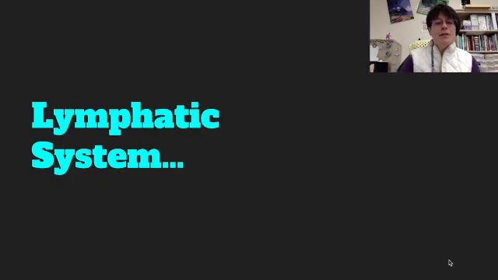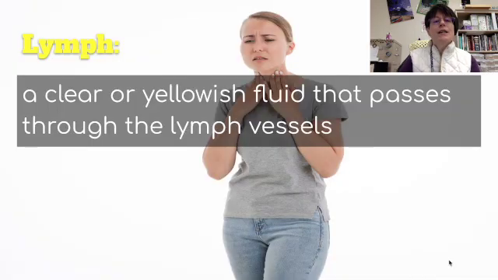Another thing that is part of the immune system is the lymphatic system. And lymph is a clear or yellowish fluid that passes through the lymph vessels. And sometimes when you get sick, your lymph nodes will become swollen, and you will say that you have swollen glands. Now, this girl is touching her throat there because one place you have lymph nodes that become sore when you get sick is right in your neck. And so that's where you usually see those swollen glands that swell up really big.